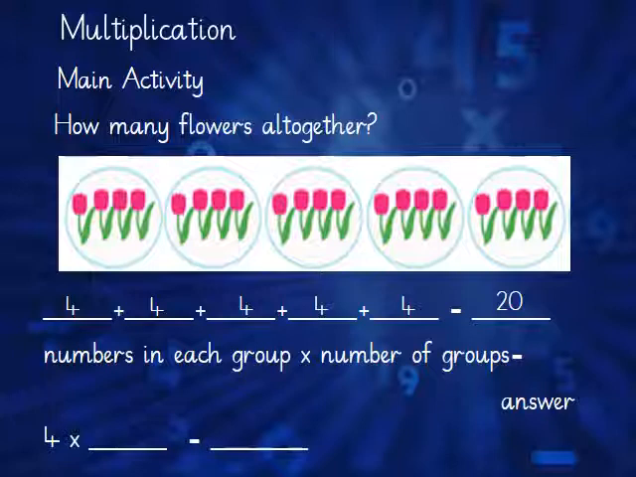Children, numbers in each group mean flowers in each group, and we have 4 flowers in each group, and we have 5 groups of flowers. The sign of cross is the sign of multiplication. We will place the relevant values to make a multiplication sentence. 4 multiplied by 5 is equal to 20. We need to have the same number of things in each group for making such a multiplication sentence.